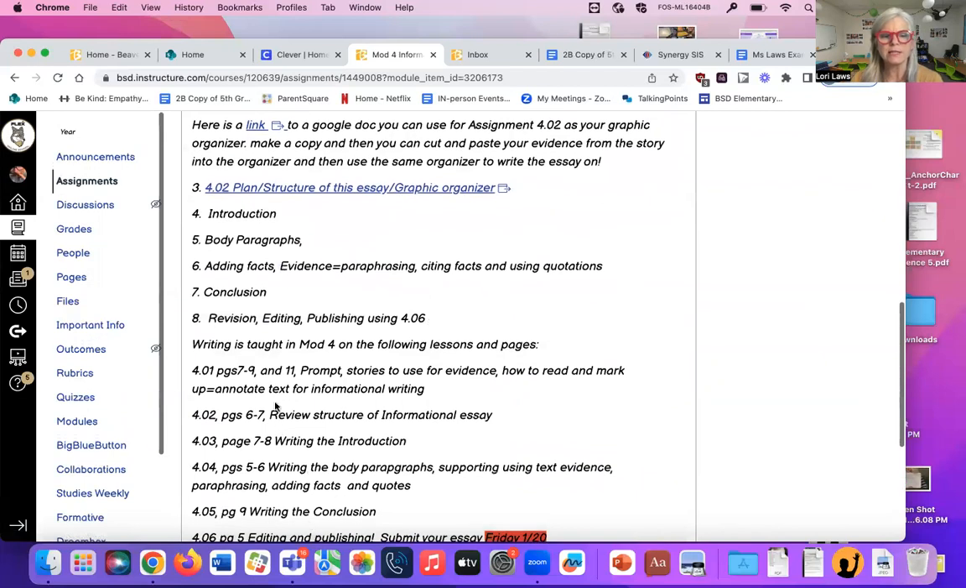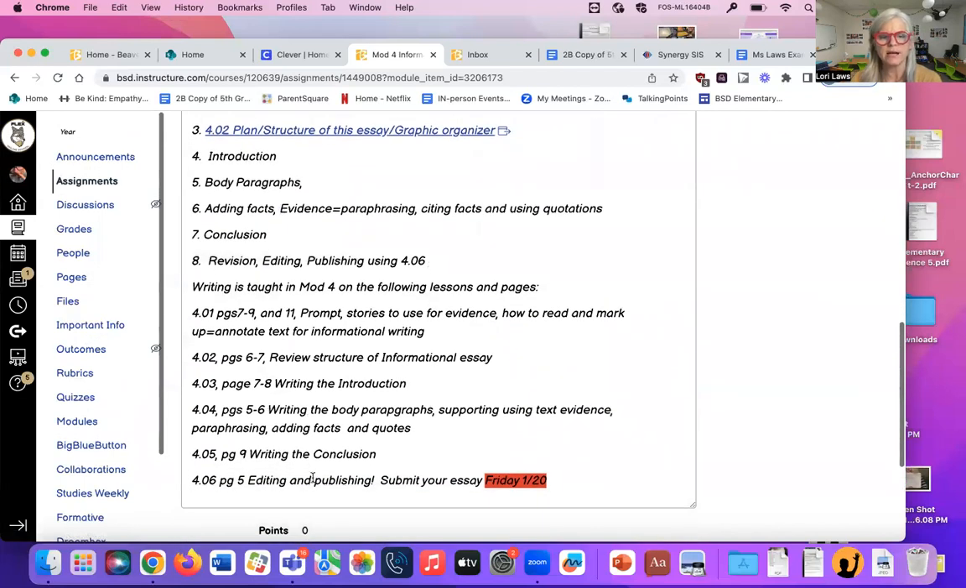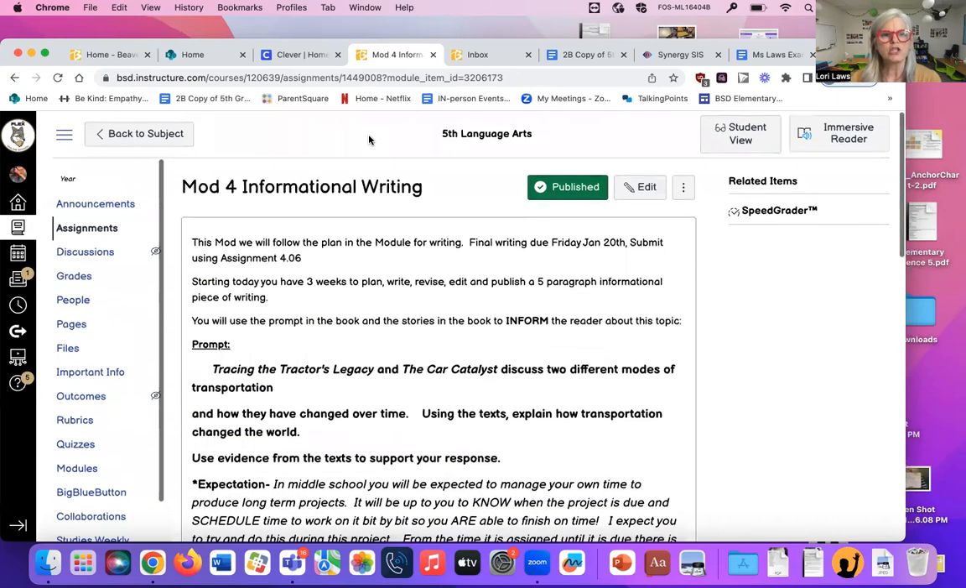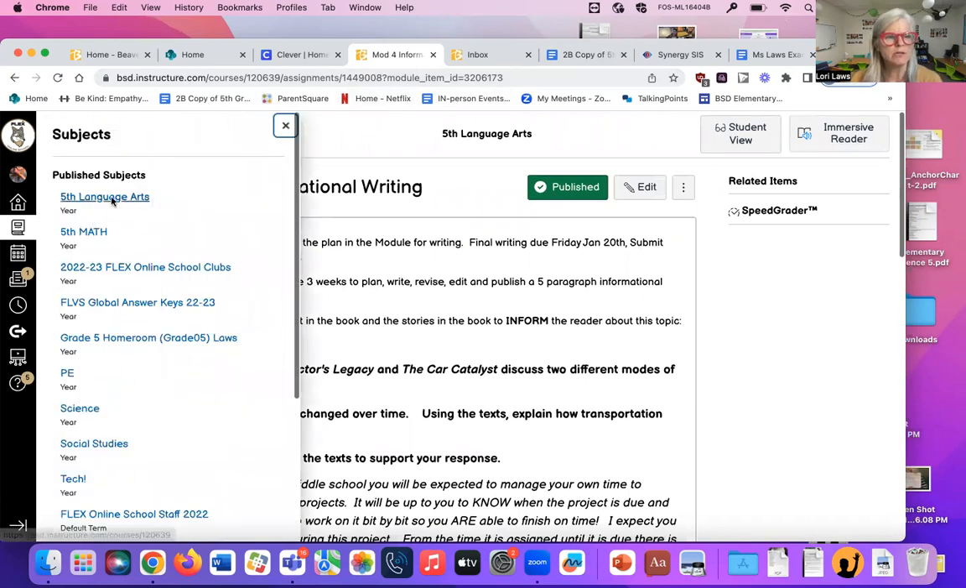Here are the pages in the lessons that are teaching us this stuff. And if you see that in lesson 403, which is for tomorrow, pages 7 and 8 teach us how to write the introduction. So I'm going to go to that now and show it to you. Did I start the recording? I hope. Yeah. Okay, great. So I'm going to go to language arts.